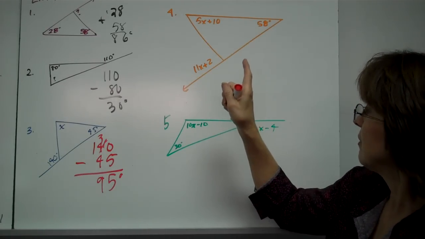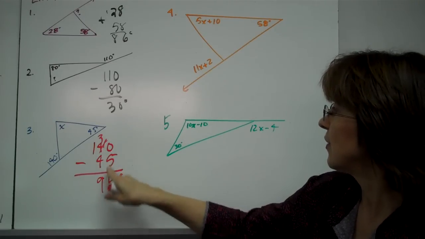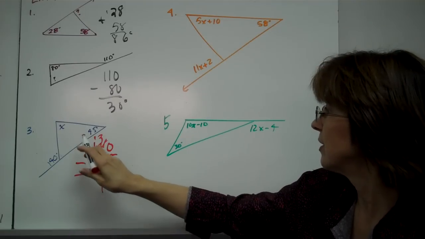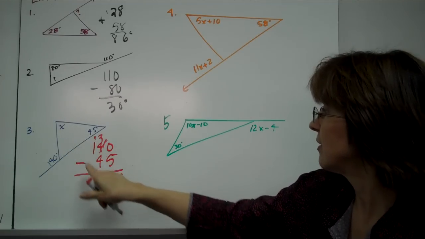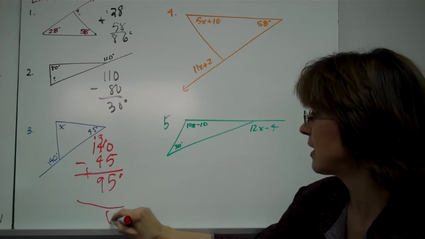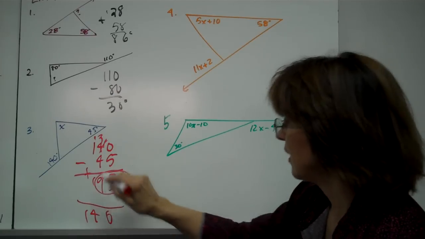Actually, that's not right. It's 85 degrees? 10 minus 5 is 5. 13 minus 4 is 9. So it's 95 degrees. We can go ahead and check ourselves: 95 plus 45 is 140. Yes, so we're right. It's 95 degrees.